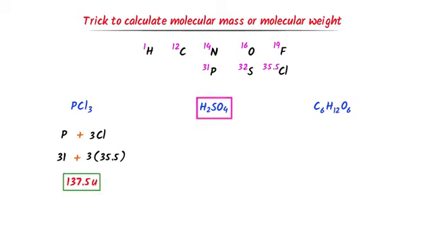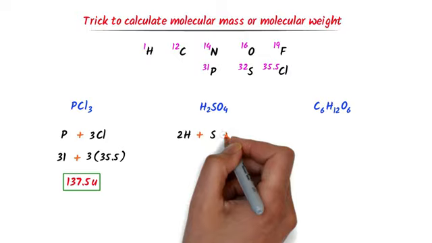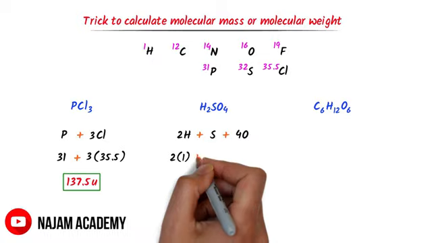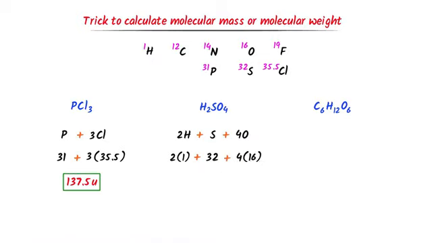In case of this molecule, we can see that there are 2 atoms of hydrogen, there is 1 atom of sulfur and there are 4 atoms of oxygen. Now we already know about the atomic mass of hydrogen, sulfur and oxygen. I write 2 into 1 plus 32 plus 4 into 16. After calculation, I get 98 unit. So the molecular mass of H2SO4 is 98 unit.